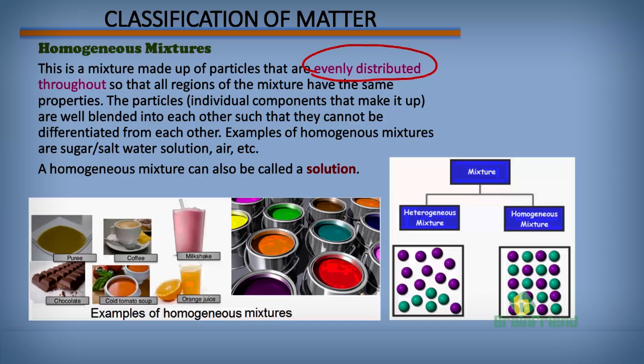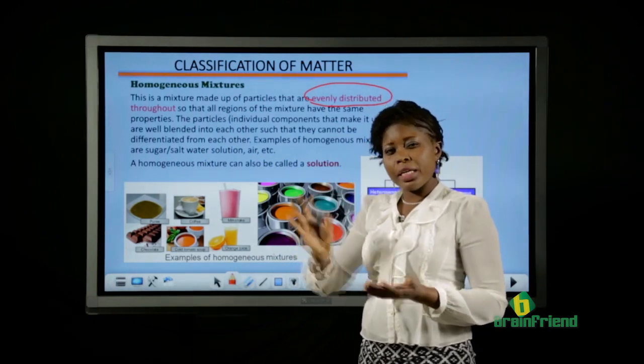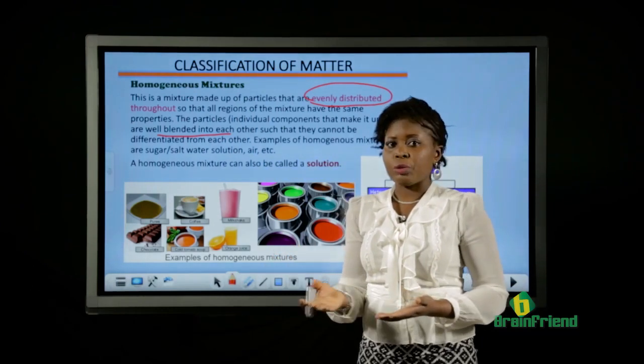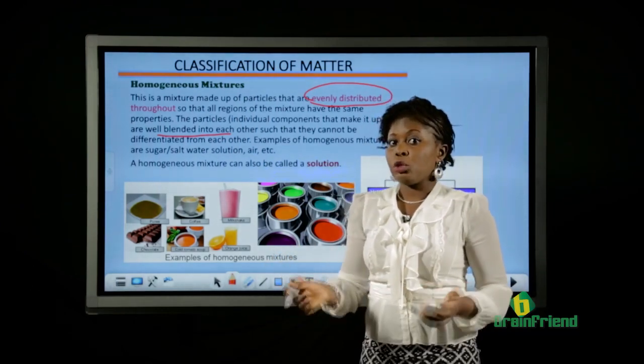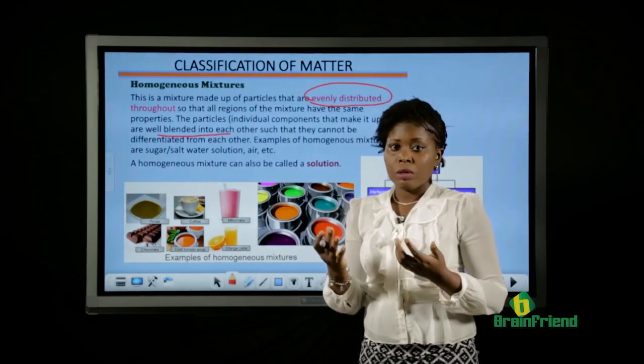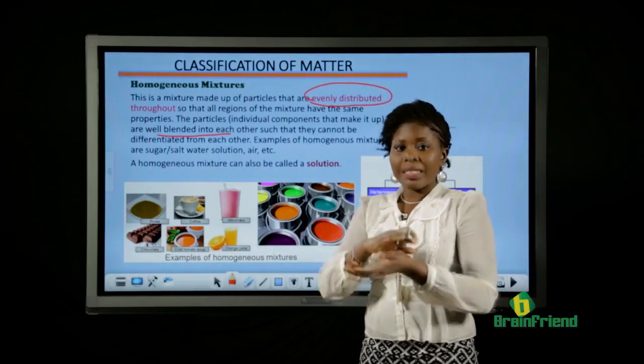Take, for instance, the salt water solution, okay? That is an example of a homogeneous mixture. If you were to take a part of it from the top, and take a part of it from the bottom, you will see that it's going to give you the same taste because the particles of the salt are evenly distributed in the water. So such a mixture is what we call a homogeneous mixture. We say that the individual particles are well blended into each other so that they cannot be differentiated from each other. So if you have a salt water solution, can you differentiate the salt from the water? That's not possible. You will just see one form, the salt water solution. So you will not be able to tell the individual particles and say, oh, this is water particles and this is salt. All right? So that is a homogeneous mixture.